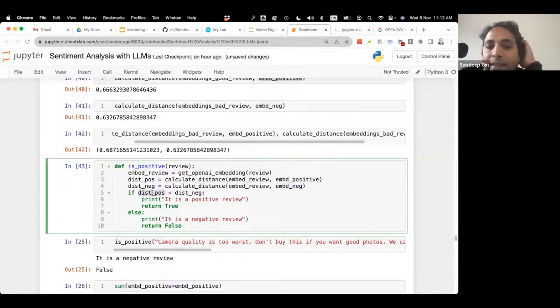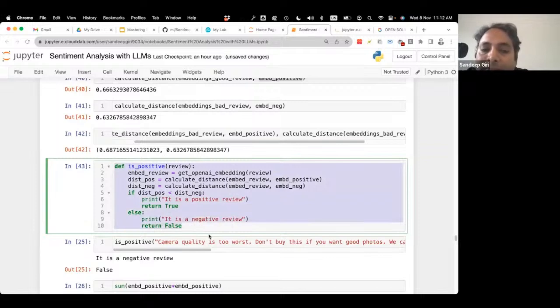If the distance from positive is lesser than the negative, then it is a positive review. And we are printing it, as well as returning this. Okay. And otherwise we are printing negative review. Correct? Does this function make sense to you? Pretty simple, right? So whatever review you give, this function will print whether it's a positive review or negative review, and also return it so that you can use it elsewhere as well.